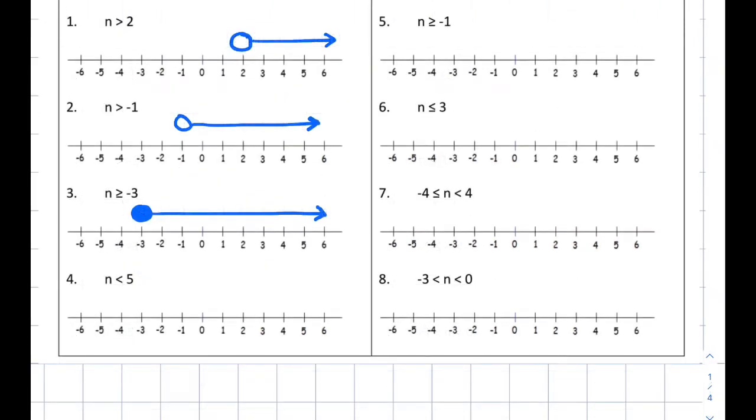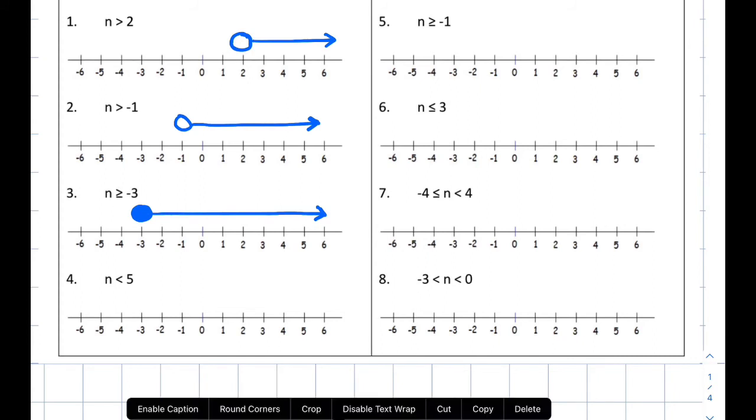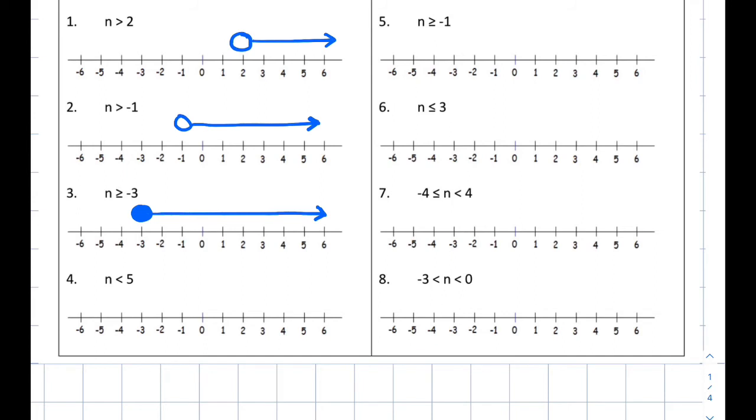Okay, moving on to question 4, where it's asking us to represent n is less than 5 on the number line. So we can draw a circle at 5. It's got to remain an open circle, and we're going to represent all the values less than 5.